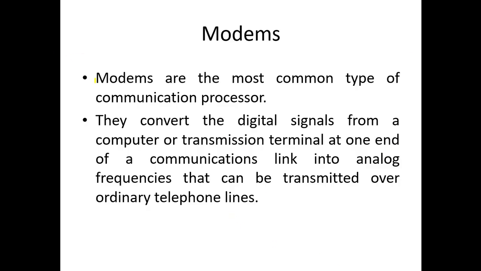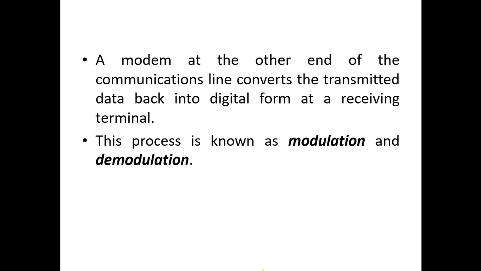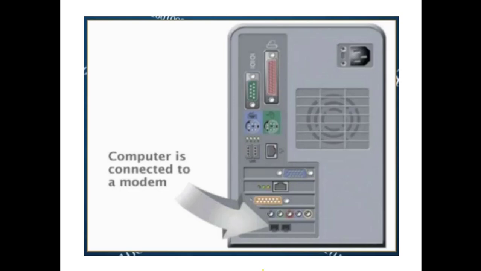I mentioned modems. These are the most common type of communication processor. Why is it called a modem? The process is known as modulation and demodulation. What does it mean? The other end of the communication line converts the transmitted data back into digital form at the receiving terminal. That's why it's called modulation and demodulation.